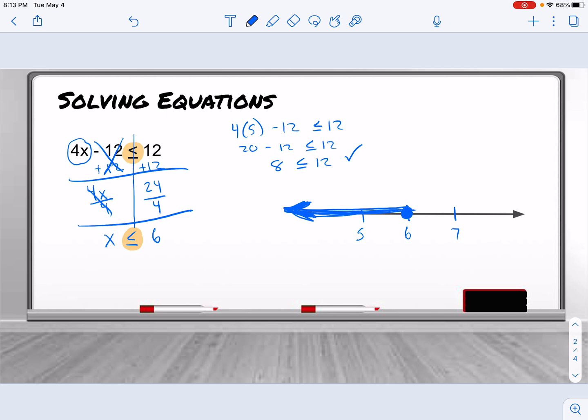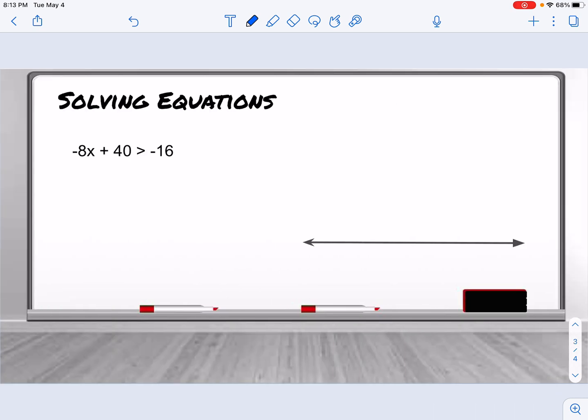Let's take a look at another example. This time it says negative 8 times x plus 40 is greater than negative 16. Again, we split our inequality. I see that I have a negative with x, so that tells me my inequality symbol, the greater than symbol, is going to switch directions and become a less than symbol. Anytime the number that is with x is negative, it's going to flip the direction of our sign. But then we still solve it the same.